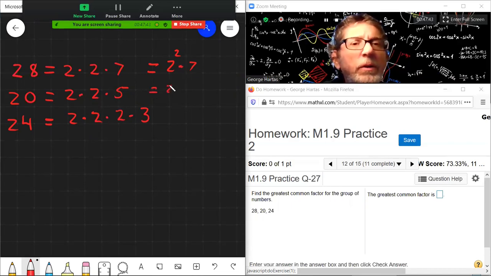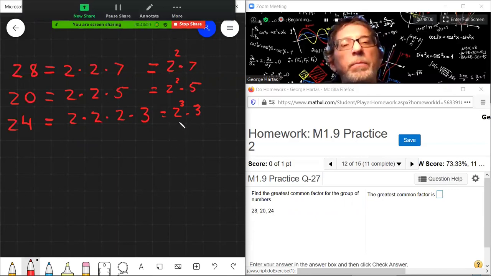Here we have 2 squared times 5. Here we have 2 to the 3rd power times 3. So let's start with the 2's first. Remember, the rule says the factor with the smallest exponent, smallest power, comes down.